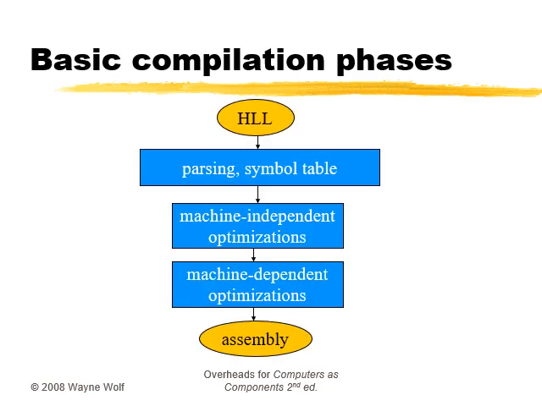This diagram basically depicts the basic compilation flow. We start from a high level language and we move all the way to assembly language, and through this traversing we go from parsing, symbol table, then followed by machine independent optimization and machine dependent optimization. So it is useful to understand how a high level language program is translated. This is translation from top to bottom into instructions.